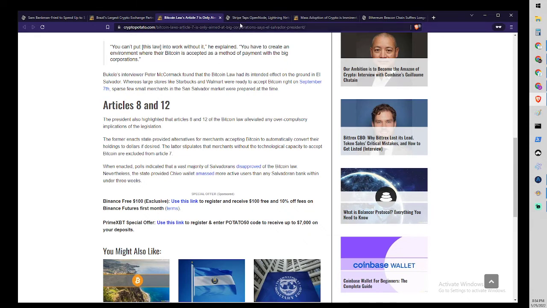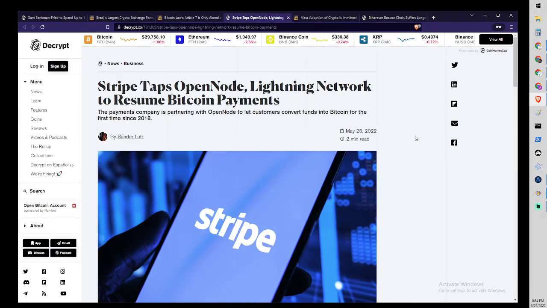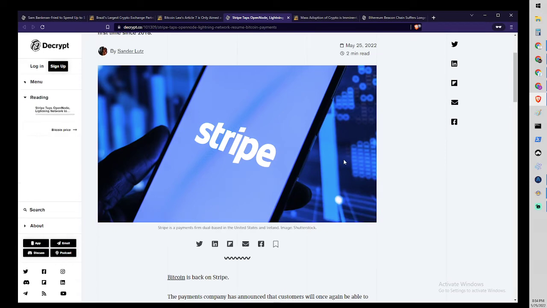This one's on decrypt.co, written by Sandra Lutz. Stripe taps Opennode Lightning Network to resume Bitcoin payments. All right, Cryptonauts. If you guys don't know, Stripe has been around for quite some time.